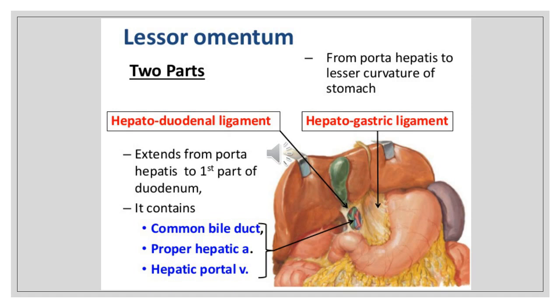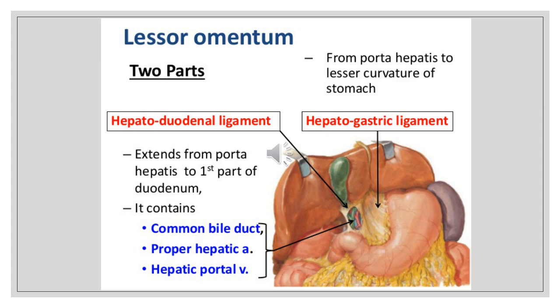Superiorly, it is attached to the liver, and the attachment to the liver is in the shape of an inverted L. That means it has a horizontal limb and a vertical limb. The vertical limb is attached to a fissure seen on the posterior surface of the liver, called the ligamentum venosum. This is the fissure on the posterior surface of the liver. You will study it later along with the liver.